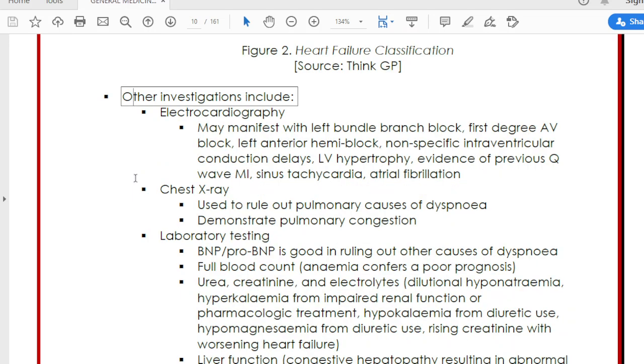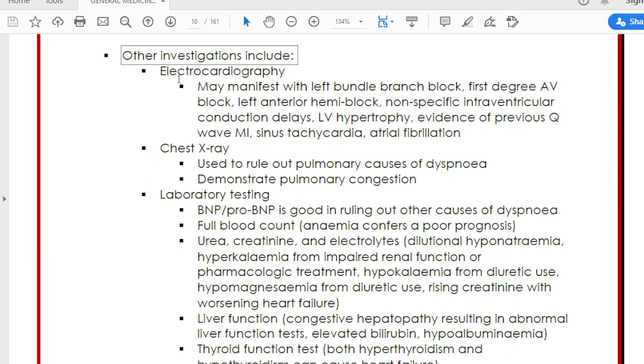Other investigations include: electrocardiography, which may manifest with left bundle branch block, first-degree AV block, left anterior hemiblock, nonspecific intraventricular conduction delays, LV hypertrophy, evidence of previous Q-wave MI, sinus tachycardia, atrial fibrillation. Chest X-ray, used to rule out pulmonary causes of dyspnea and demonstrate pulmonary congestion.